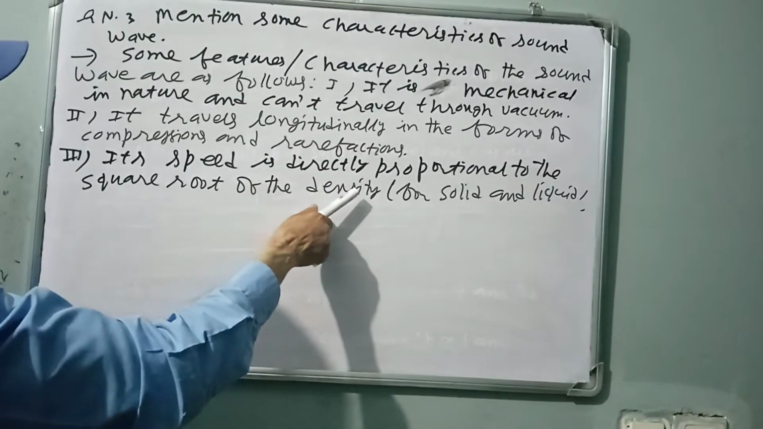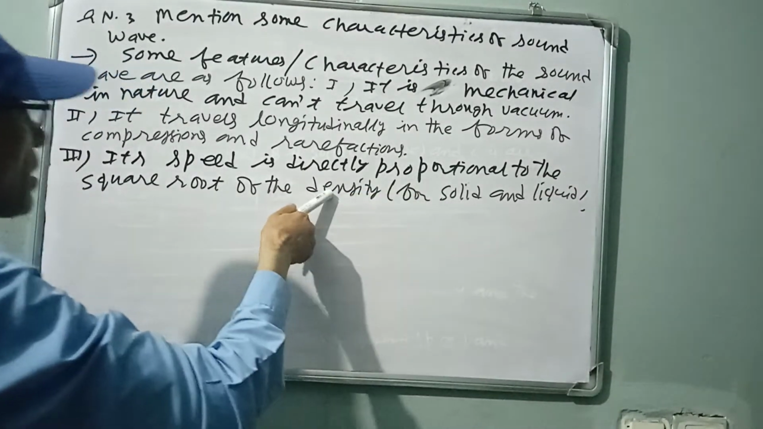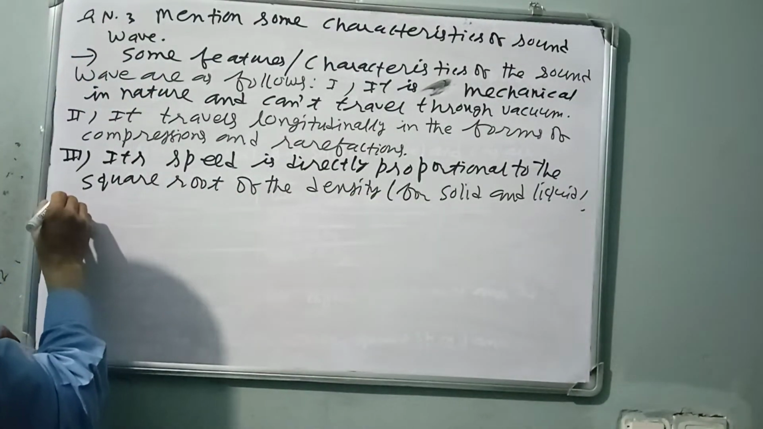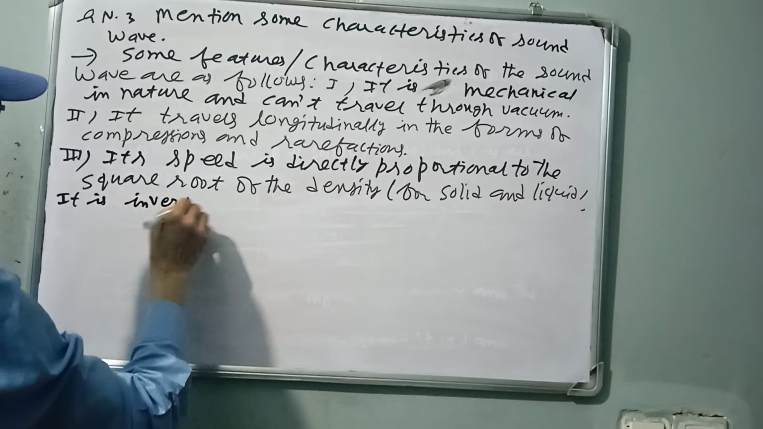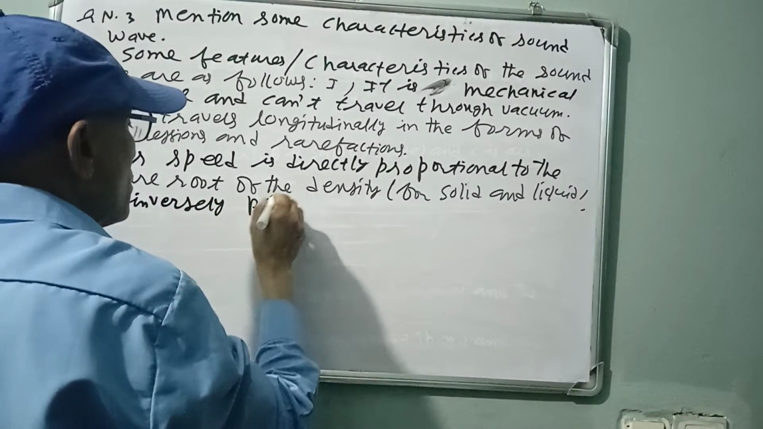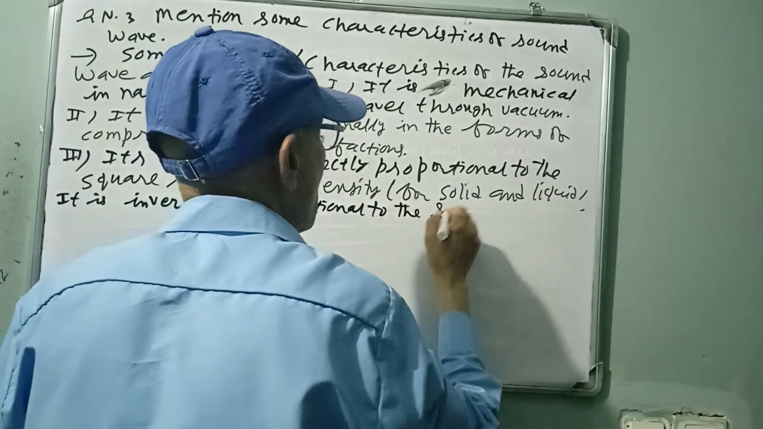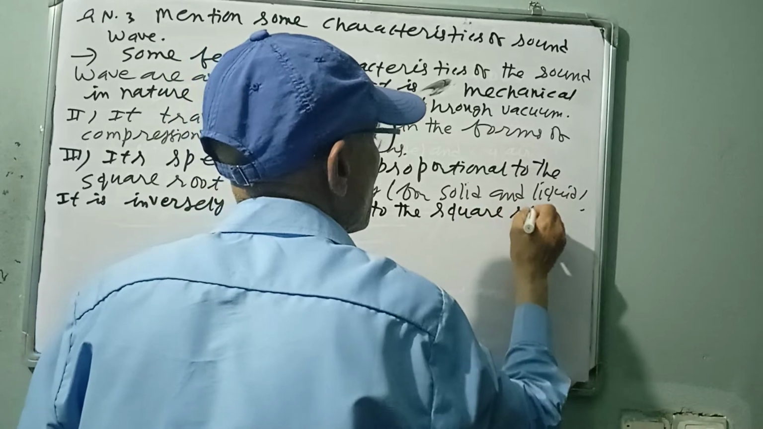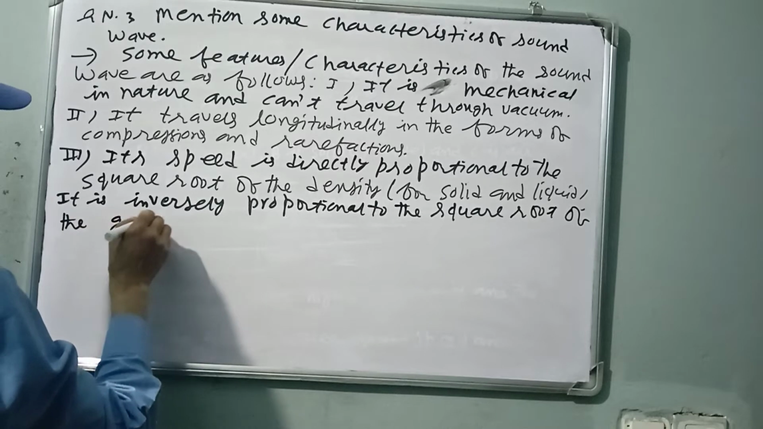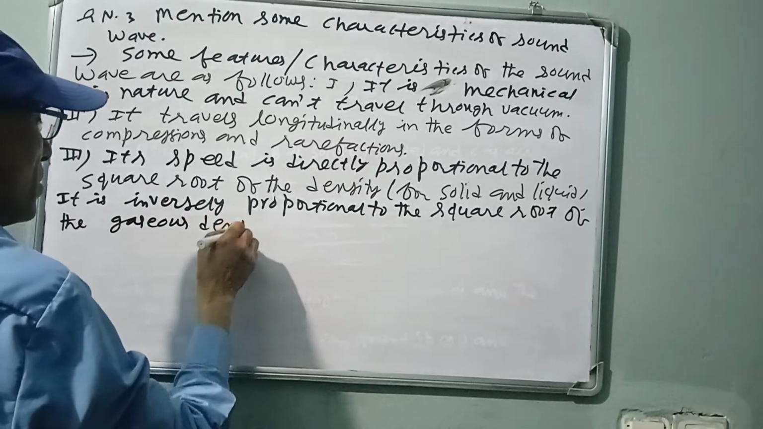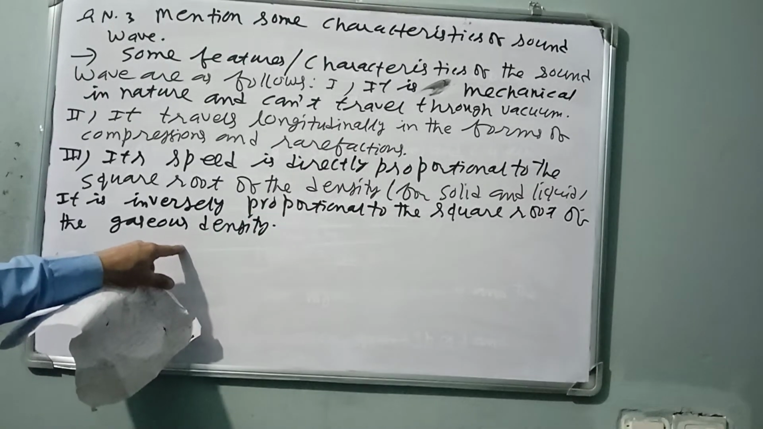For solid and liquid, when density increases, sound speed increases. When density decreases, sound speed decreases. But it is inversely proportional to the square root of the gaseous density. For the gas, the speed of sound is inversely proportional to the square root.